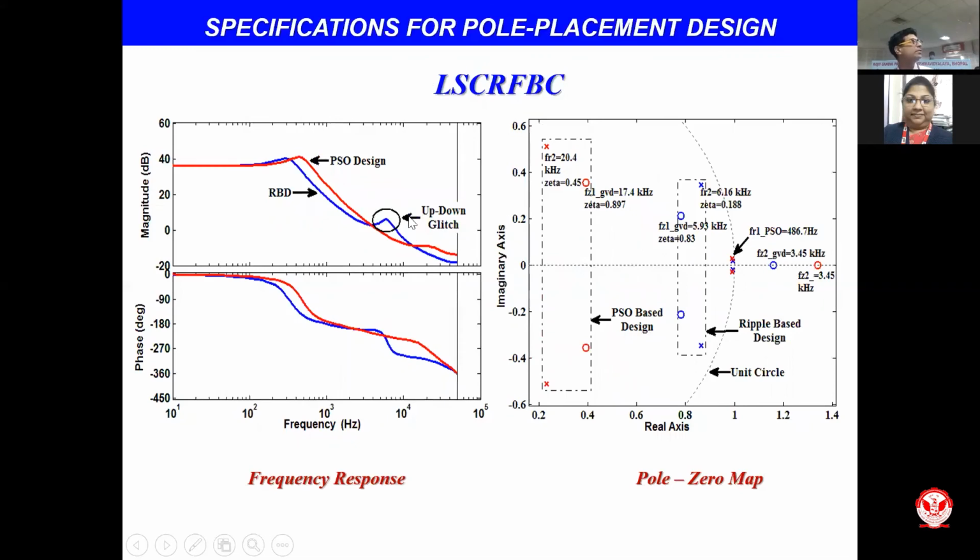This is for the third converter, which was having low source current ripple. So this was having an up down glitch, but here it shifted to very high frequencies.